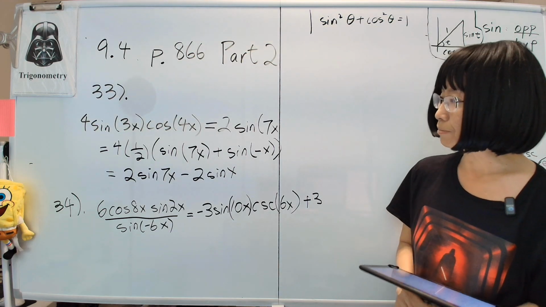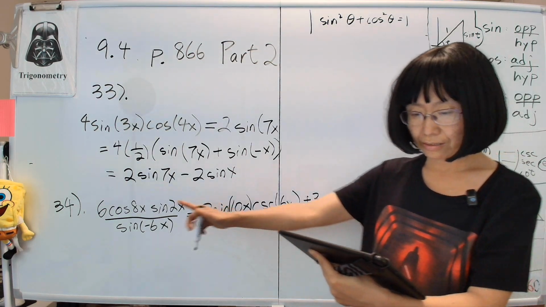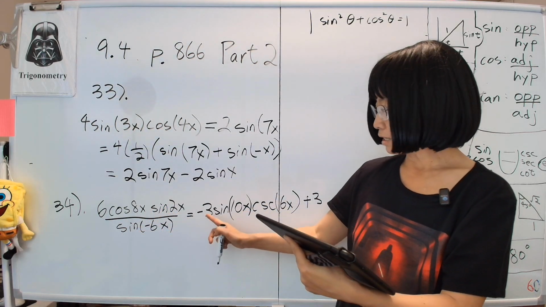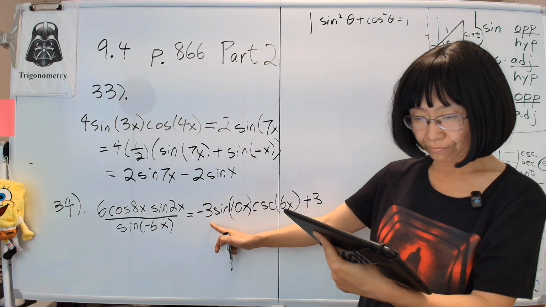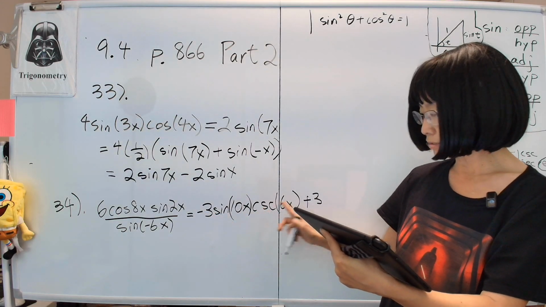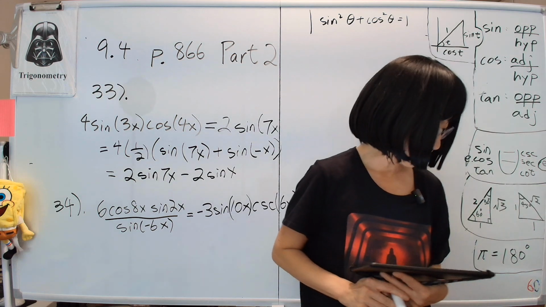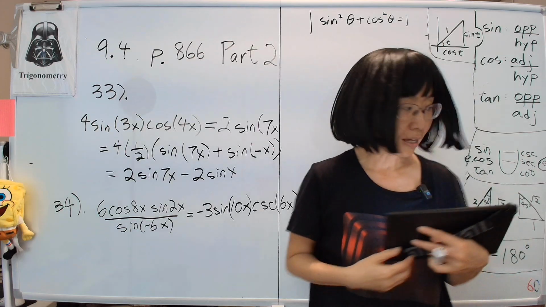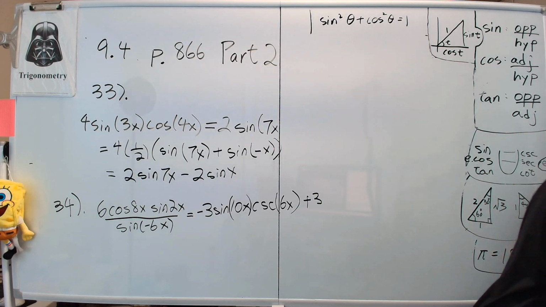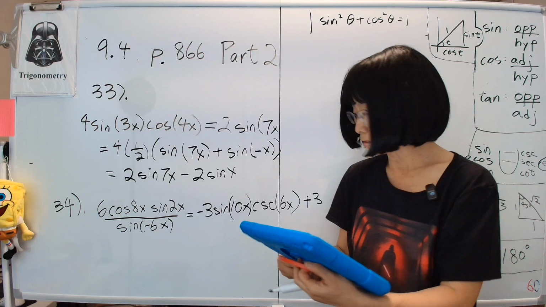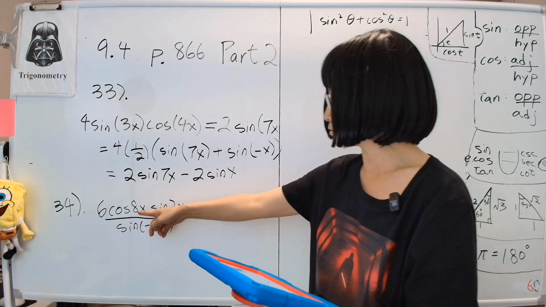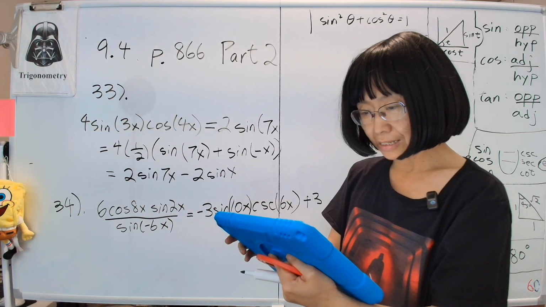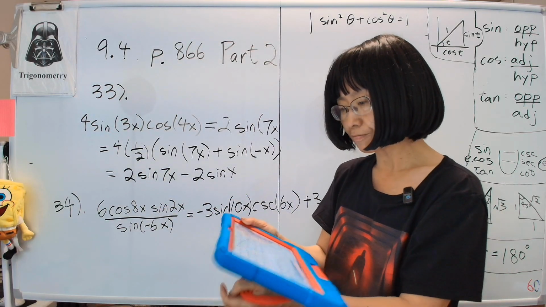So next, let's look at problem 34, which is 6 cosine 8x sine 2x divided by sine of negative 6x. And we're supposed to prove that equals minus 3 sine of 10x cosecant of 6x plus 3. All right, let's see. What formula are we going to use? I guess we're just going to use the product to sum again, because there's a product here, so let's do something with it and hope that something good comes of it.